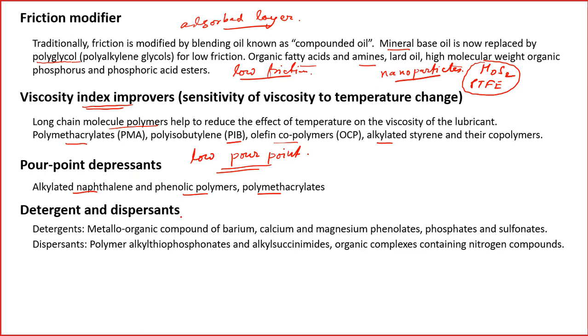Now another type of additives are detergents and dispersants. So these are added so that all the additives as well as the byproducts of oxidation, they remain in the solution state. They do not become deposits, because if they become deposit on a metal surface, it will have much bigger problem. So these detergents are added, metallo organic compounds of barium, calcium, magnesium, and so on, so that the additives and the byproducts, they remain in the solution form. And dispersants are also used to disperse them equally.